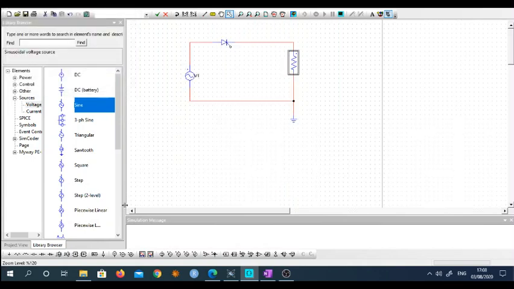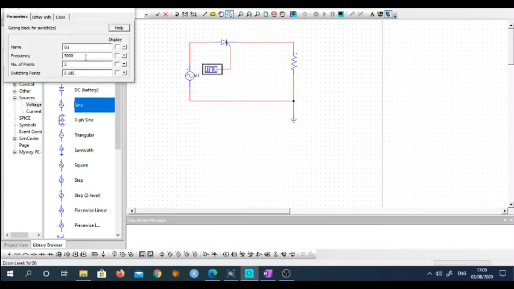Now I need a gate signal. So for that I will select a gate pulse from here, and I will simply put it here. This is my gating signal. Now I will connect the gate terminal of the SCR to the gating signal tool, and now I want to apply a gate. So I will double click on this. I will make this frequency exactly match the input side. So 50 hertz, make this frequency 50 hertz.